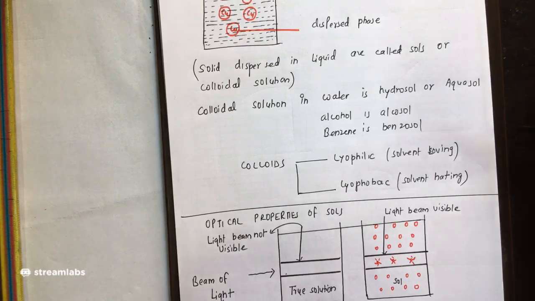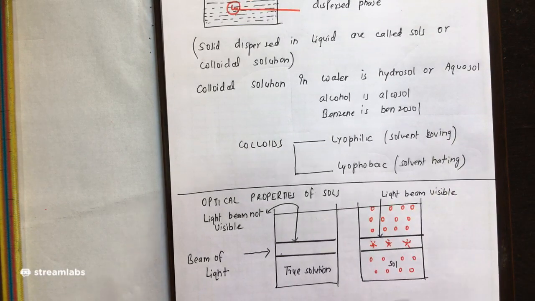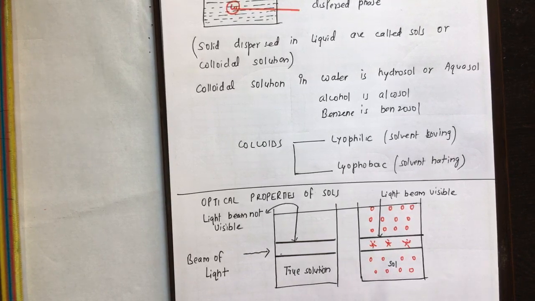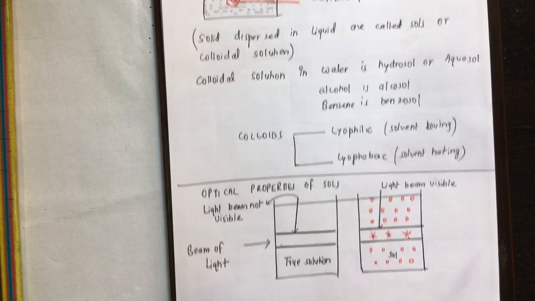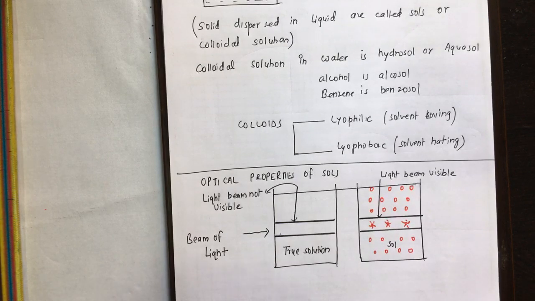Okay. So now we are coming to the optical properties of sols, and these sols, my dear students, exhibit the Tyndall effect. What is the Tyndall effect? It is the phenomenon of scattering of light by the sol particles. The phenomenon of scattering of light by the sol particles is called the Tyndall effect.